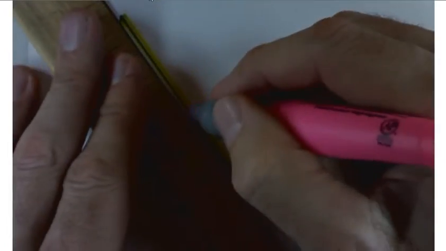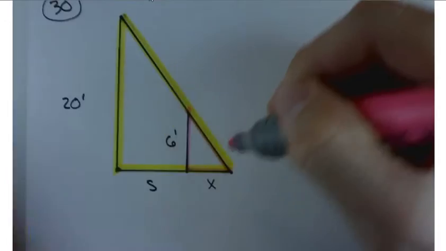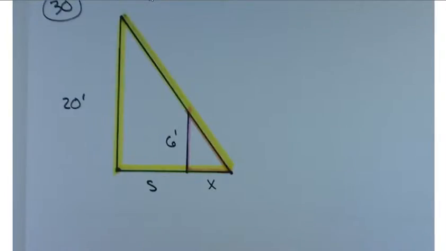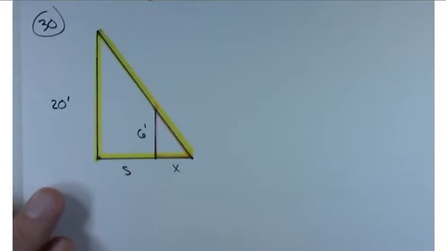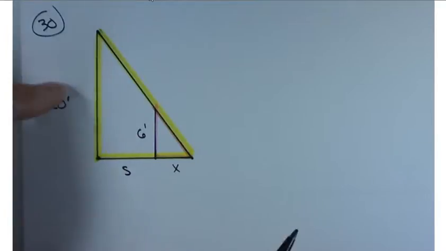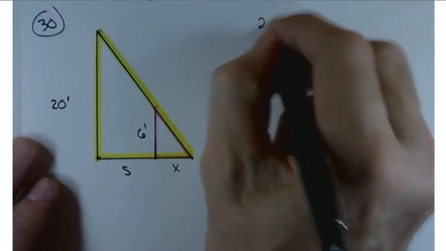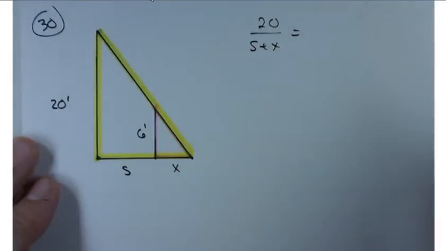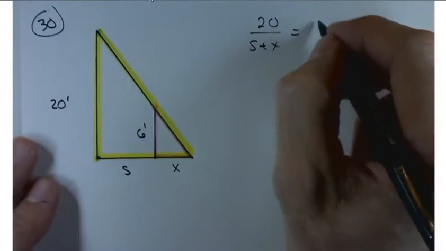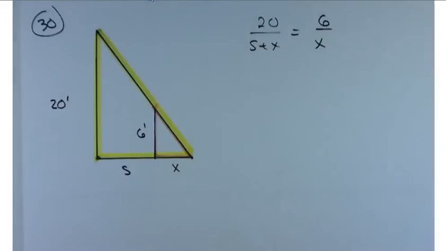So these two triangles are similar triangles. Can we characterize anything that we know right now? What are some of the pieces of information that we know? All right, nice. So the ratio of this side to this side, 20 over s plus x equals 6 over x. Perfect. So just using the fact that these are similar triangles here.